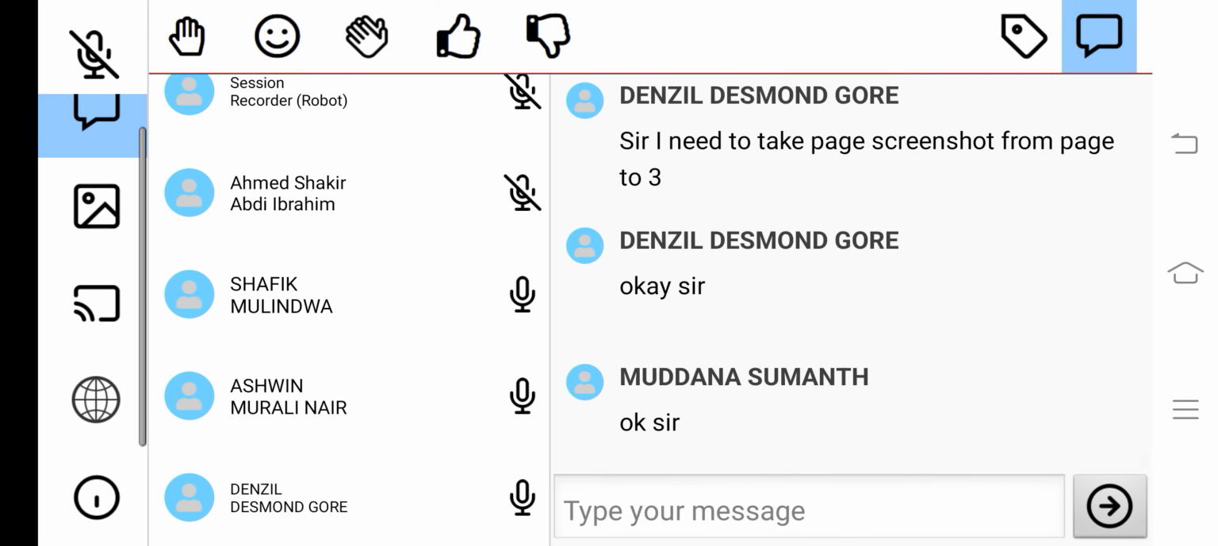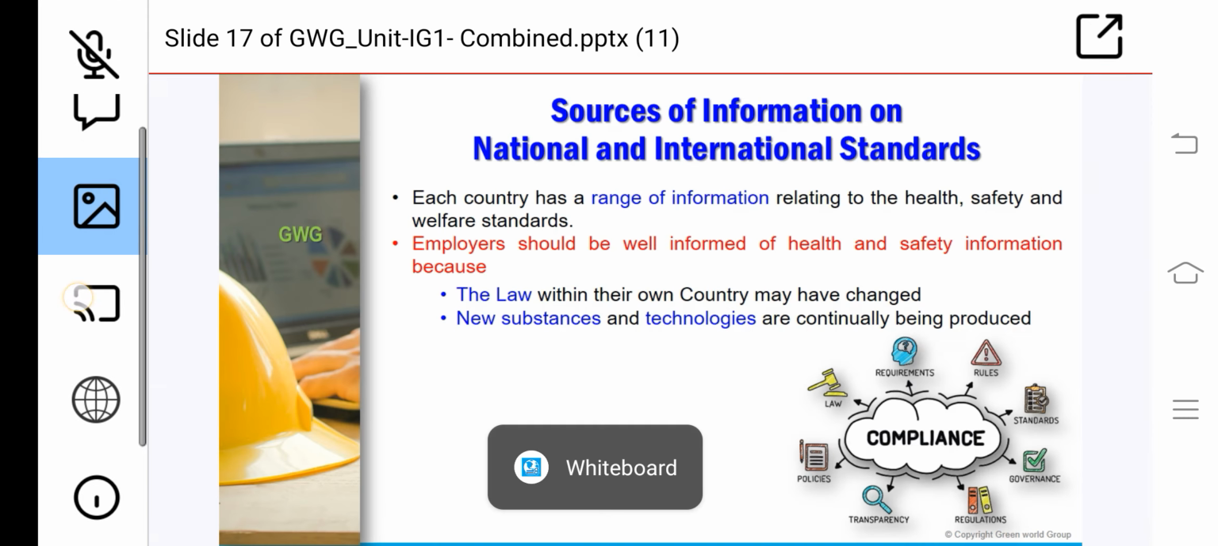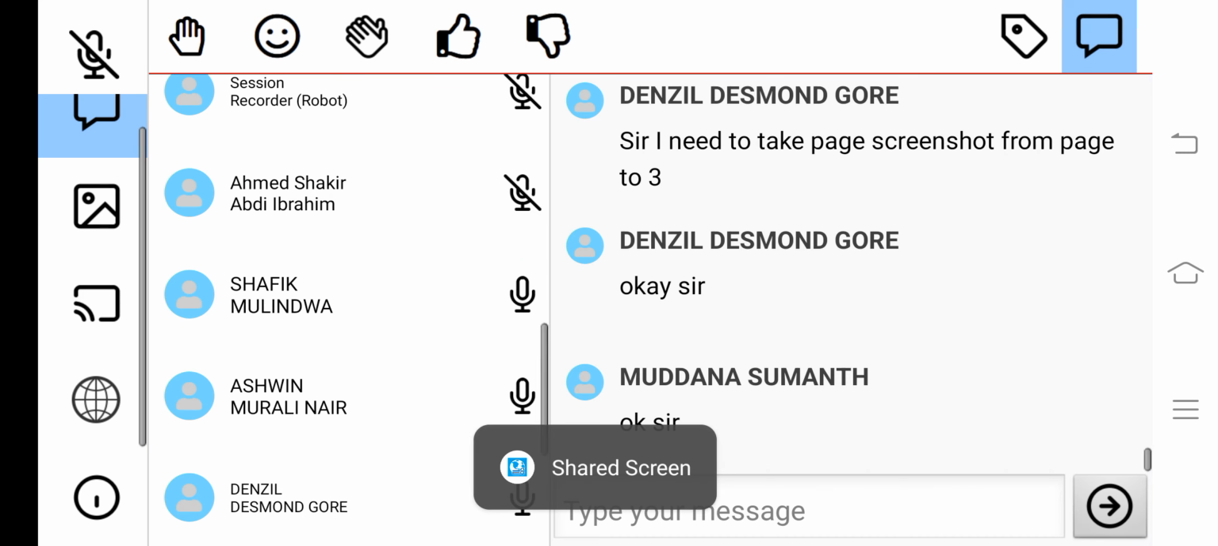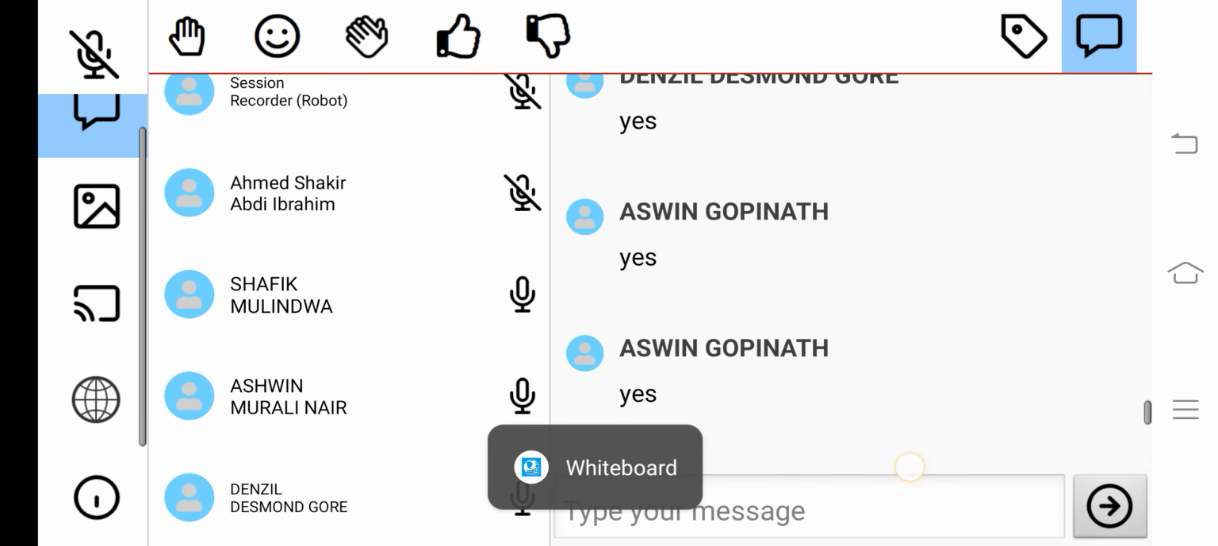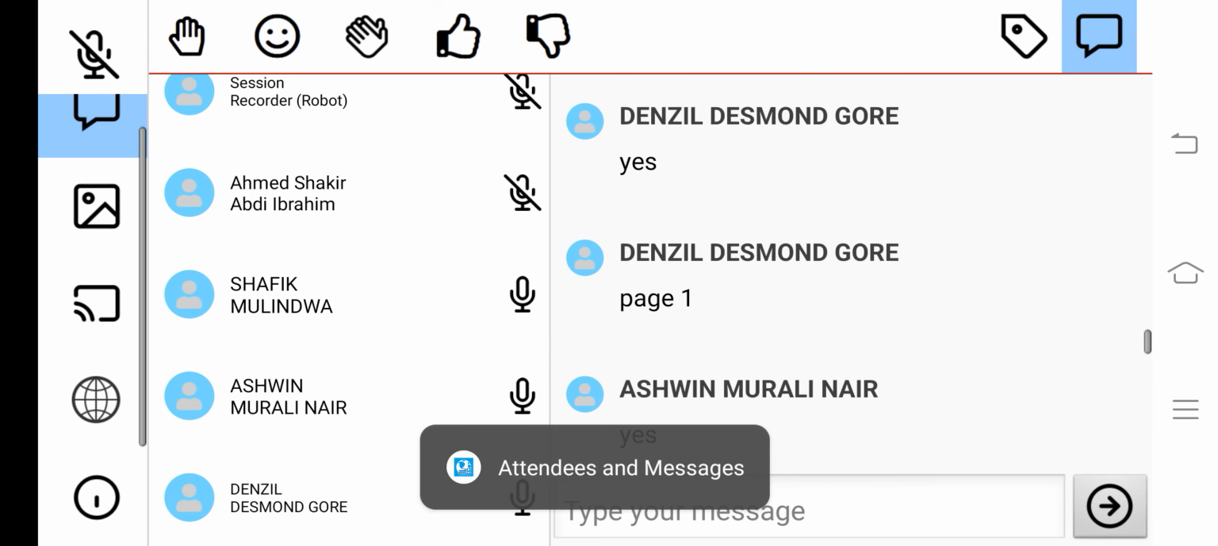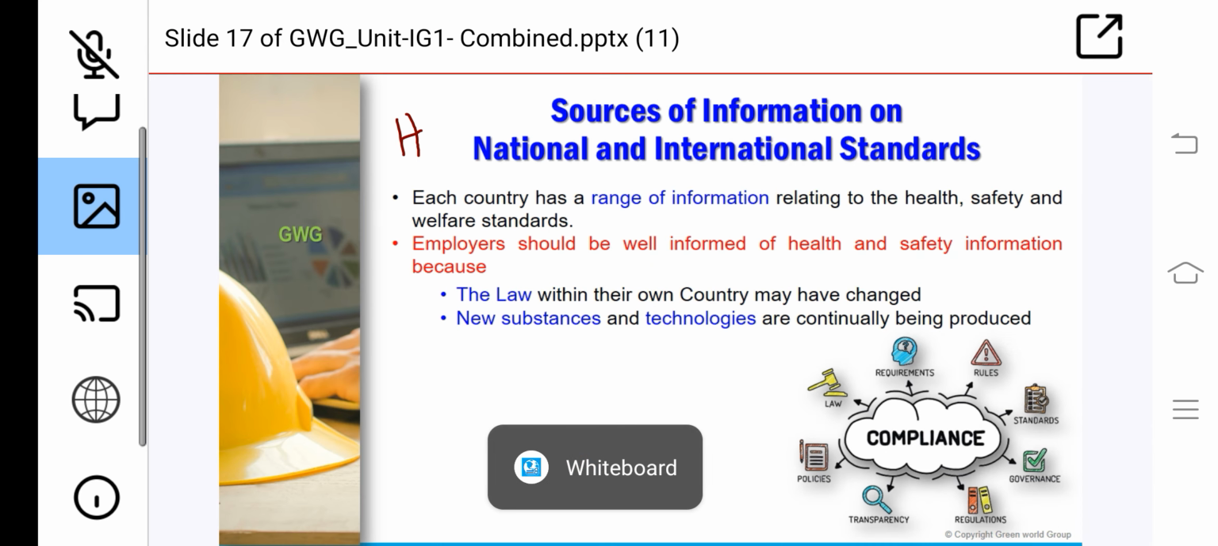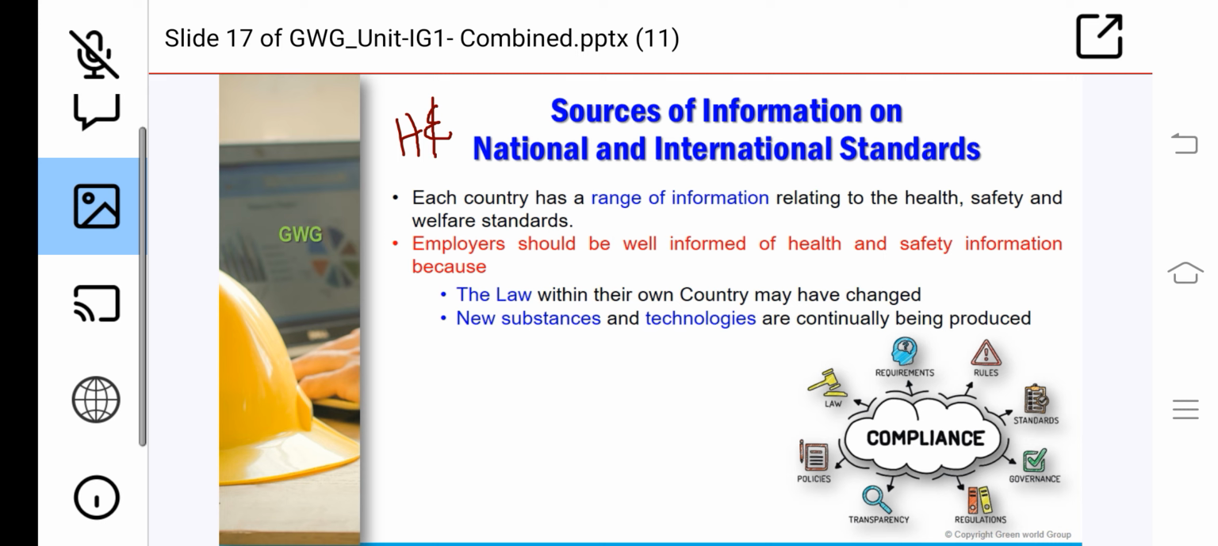Now sources of information. There are two types of sources of information. Meaning sources of information of what? Health and safety. Health and safety sources, national and international, meaning standards, meaning health and safety standards. Right?